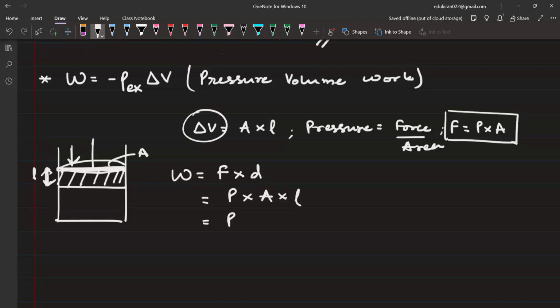Now this is equal to pressure into A into L. What is A into L? It is delta V. Now since we are using the external pressure, we have to put up a minus sign, and that is why we have work done equal to minus P external delta V. Okay, so please write this down. You can write this as a heading: pressure volume work.